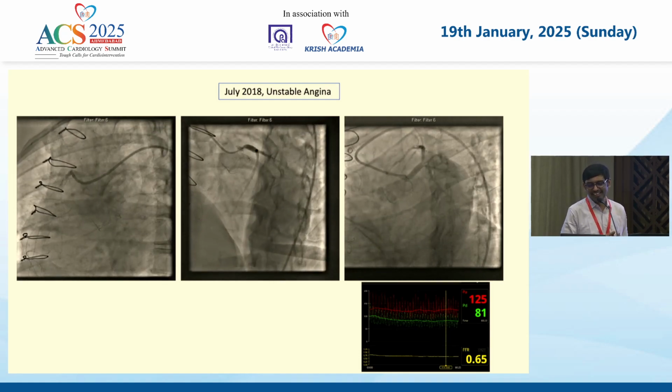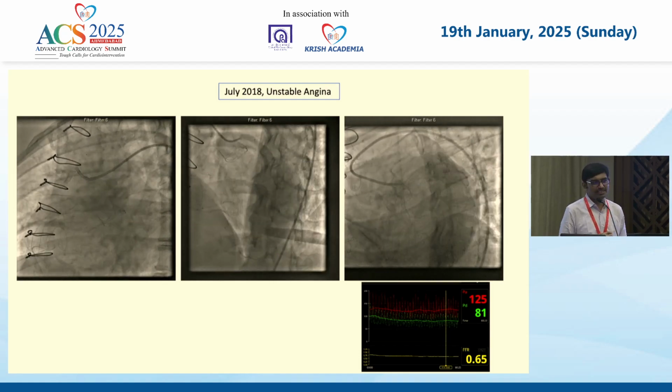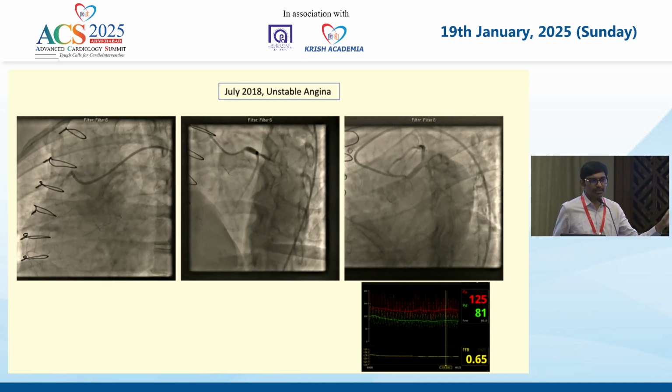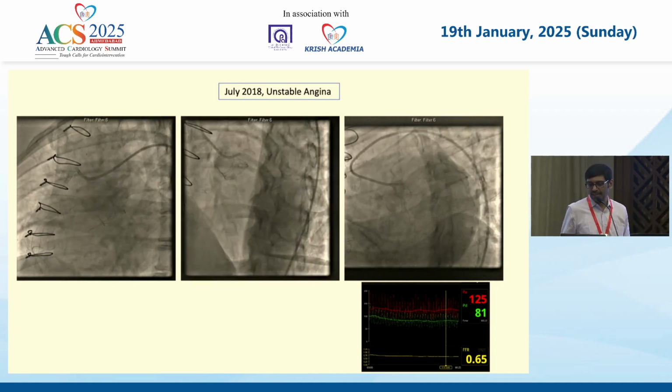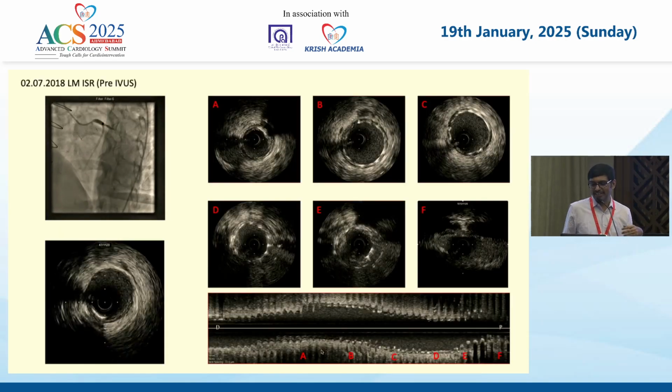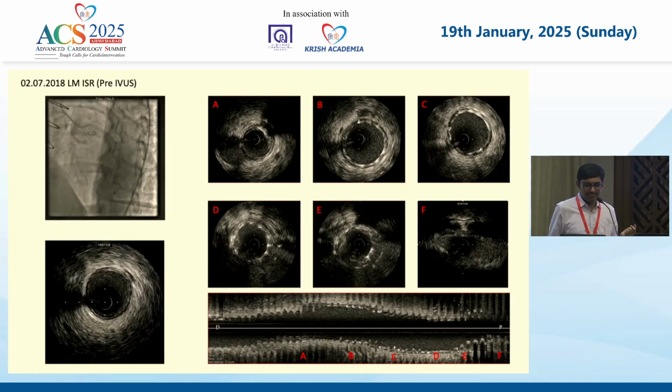The graft is now totally occluded. Then we just left it, no point in dealing with it. And there's no native option because the ostium is completely occluded. And you see that FFR 0.65. And we did the IVUS imaging. Any comment on this IVUS imaging?